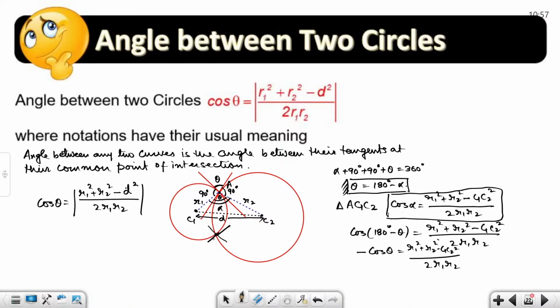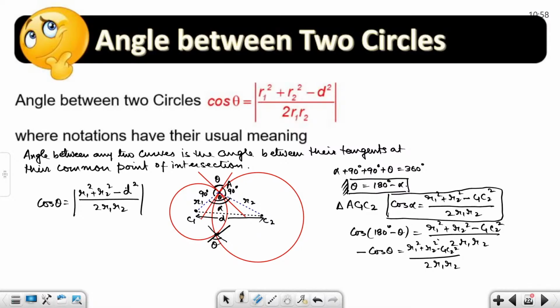But here, in the case of circles, no need to find out this angle, because this angle and this angle will be the same, as circles are symmetric to each other. Is it clear? Circles themselves are symmetric. So that is why no need to find out this angle and this angle, they will be the same. So simply find out only one angle.